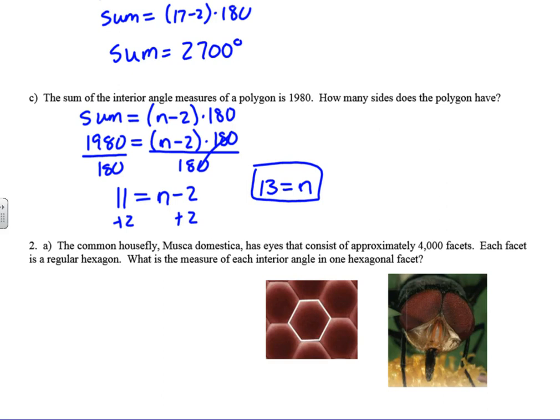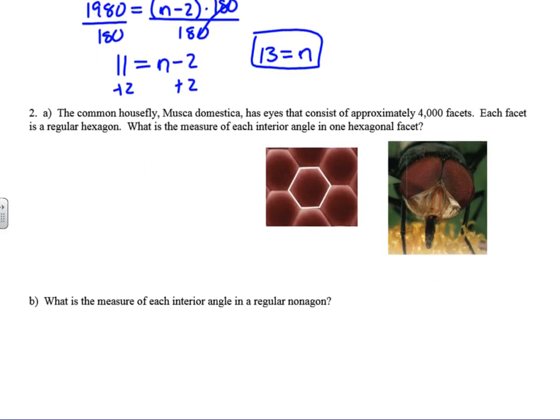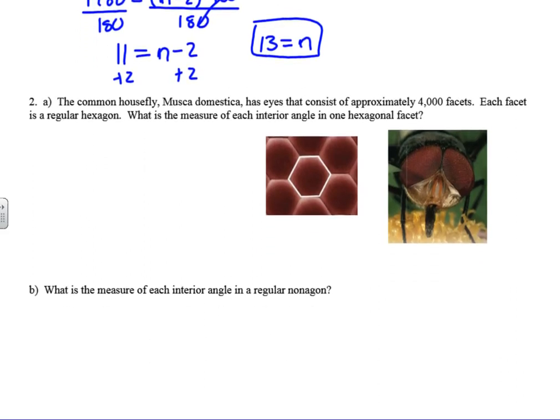Question 2. The common housefly, Musca domestica, kill those stupid things, has eyes that consist of approximately 4,000 facets. Wow. Each facet is a regular hexagon. What is the measure of each interior angle in one hexagonal facet? Okay, key word here, regular.